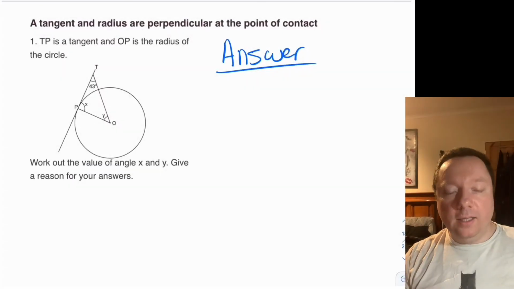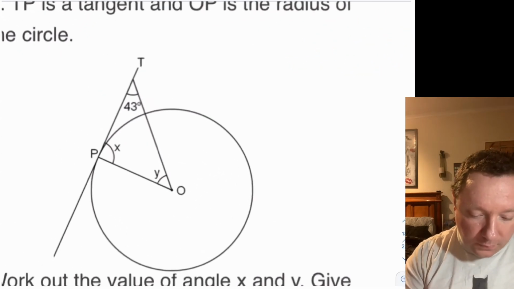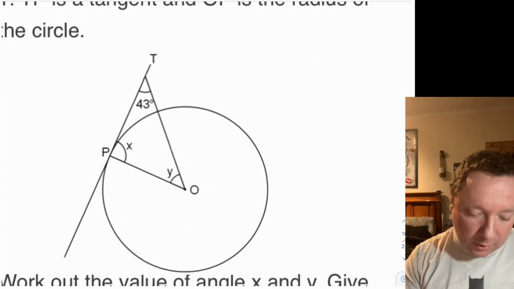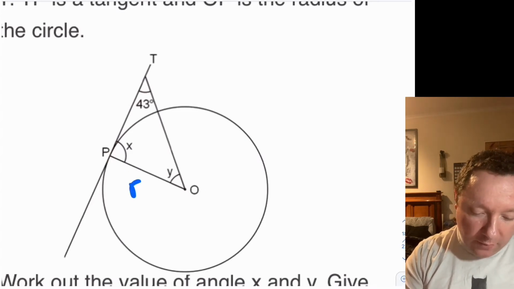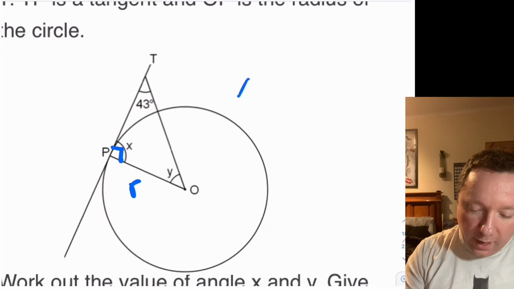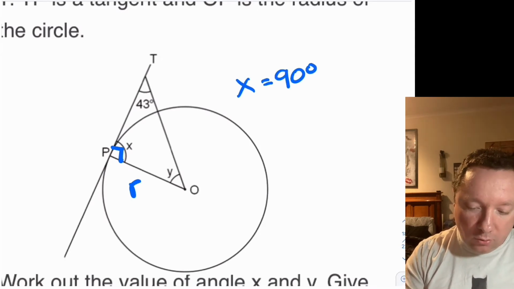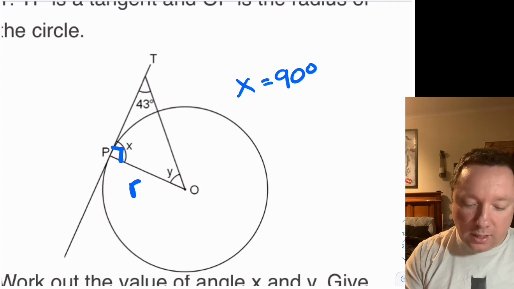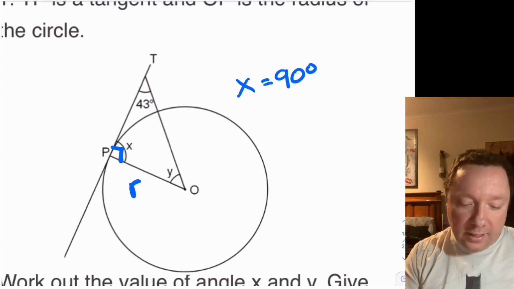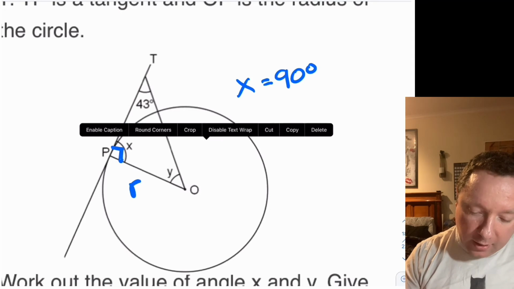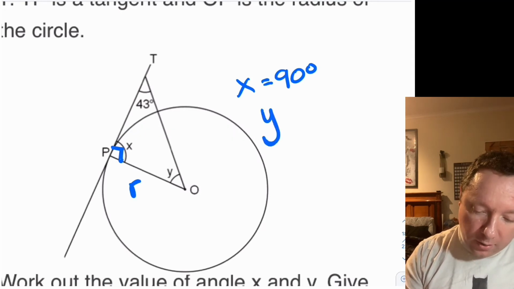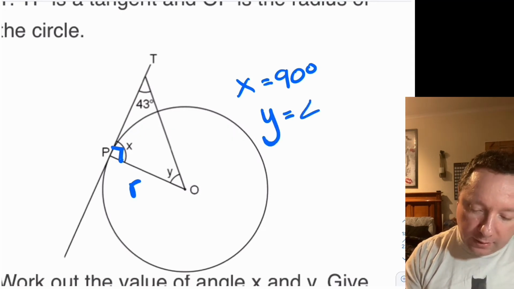Okay, let's go through the answers to that one. I'll zoom in a little bit. So again, we'll always look to see, we've got a tangent. Is it meeting a radius, which we can mark as R? If it is, then this angle here is 90. So X equals 90. We've got one of the angles, and the other angle in the triangle is already given as 43. So since angles in a triangle add up to 180, we can do 180 minus 90 minus 43 to get the other angle. And if you did that, then Y would be 47 degrees.